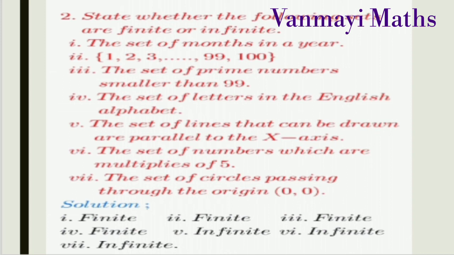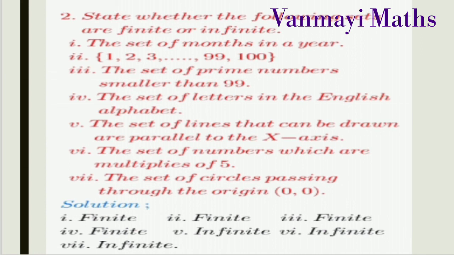Next one, the set of prime numbers smaller than 99: it is also a finite set because we have 25 prime numbers up to 100. So below 99, 25 prime numbers are there, so these are countable elements. Next one, the set of letters in the English alphabet: there are 26 letters, so this is also a finite set.